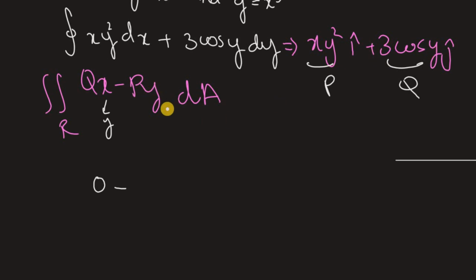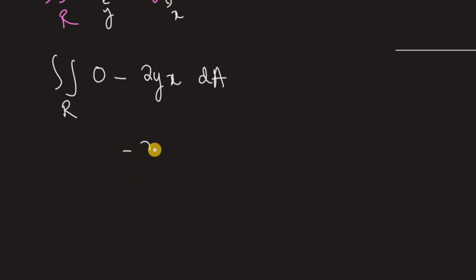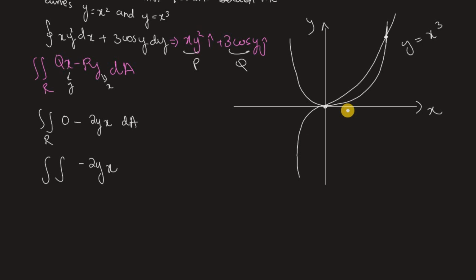Next you have P with y, which means x is constant over here. You're differentiating only y. So here you have 2y, and x stays there since it's a constant. Now you can go ahead and find the region of this one. So it's going to be 2yx, and we are finding some regions over here.